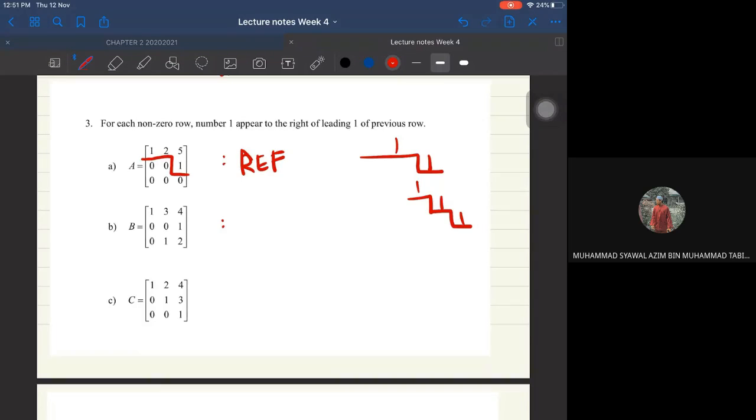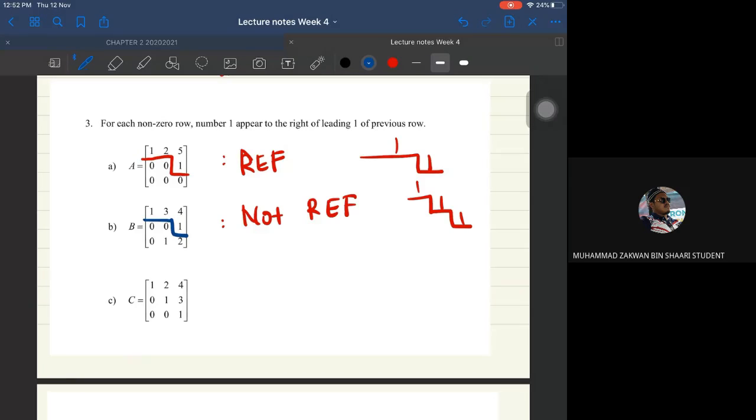So B. Okay. B, REF ke tak? No. Not REF. Okay. Sebab apa? Sebab dia tak jadi bentuk tangga tu. Ni ke sini. Betul? Okay, kalau kita nak jadikan dia REF, what should be dekat bawah tu? Semua kosong.